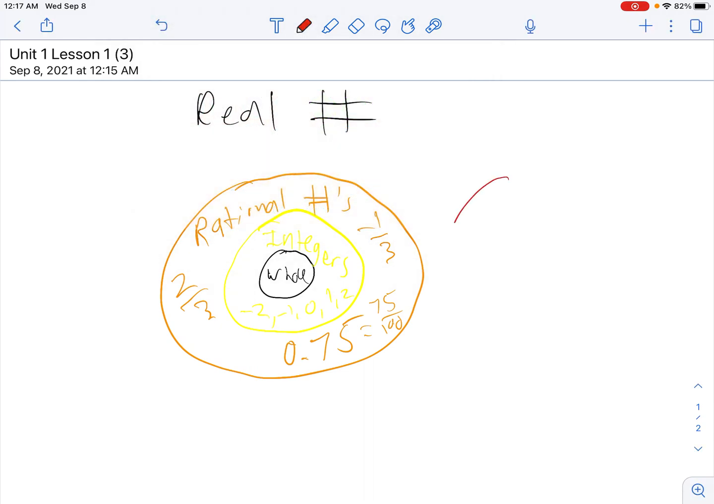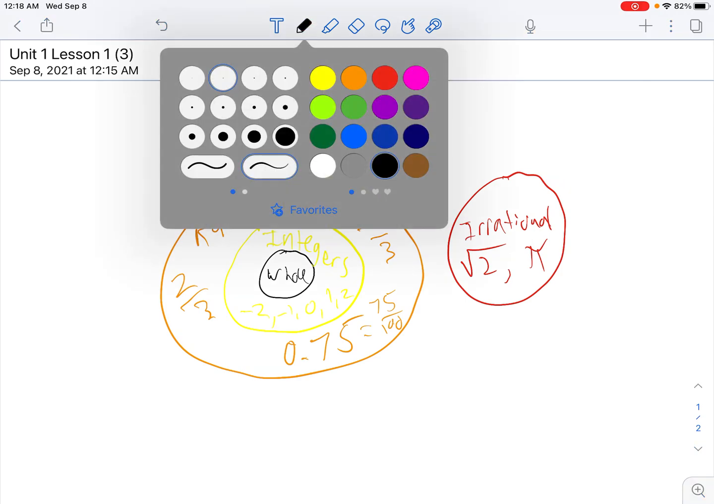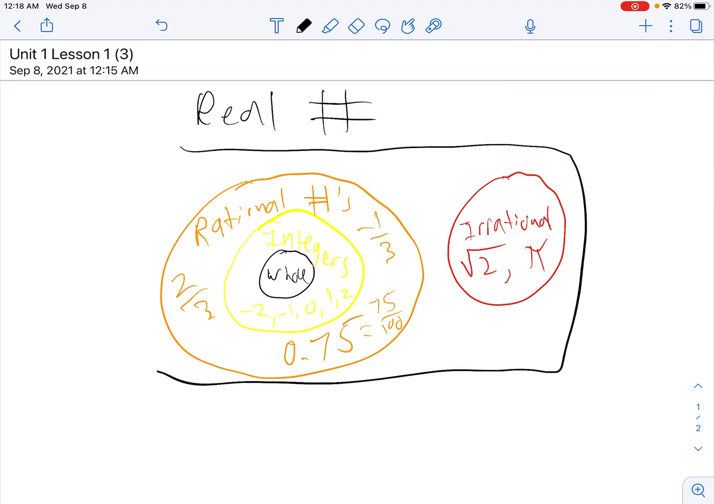And then besides the rational numbers, there's this whole category of numbers called irrational. And irrational numbers are numbers that never end and never repeat, like the square root of 2 or pi, okay? Pi never ends, it never repeats. So all whole numbers are integers, all integers are rational numbers, and none of the rational numbers are irrational.